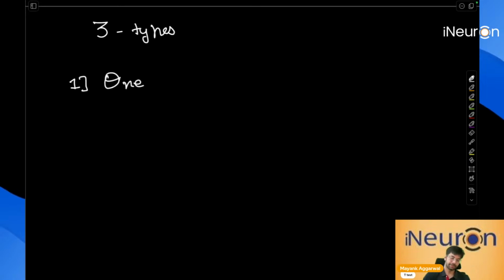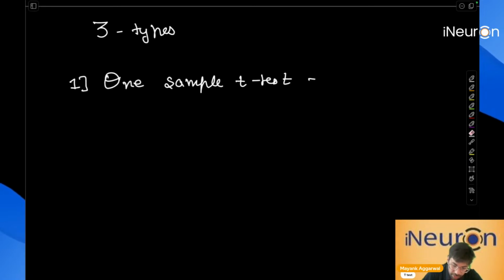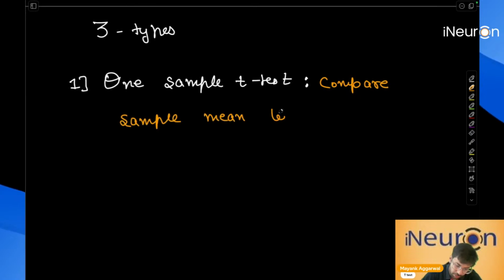Now, before we move to the question, there are actually three types of t-test which I want to explain to you. First one is your one sample t-test. What happens in one sample is that it is comparing the sample mean to the population. We just have a sample.